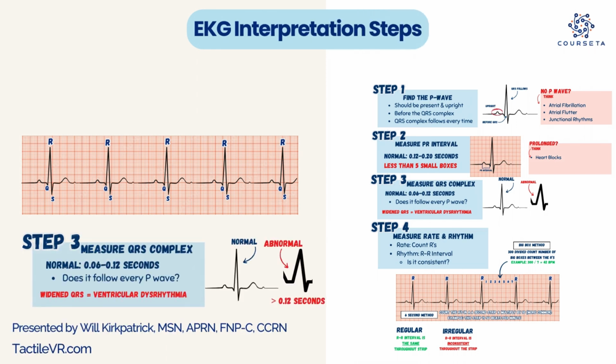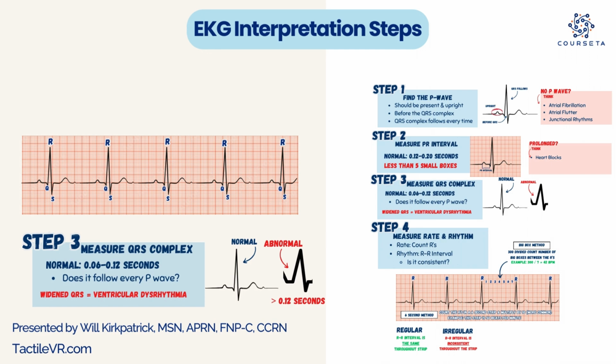Let's measure the QRS complex. Once again, with the QRS complex, we want to measure and make sure it's not prolonged or greater than 0.12 seconds, or 3 small boxes. Now, if it's within that range, then we are good. Here's a good thing about this: if the QRS complex is widened, you can eliminate all of your other answer options and just strictly look at your ventricular arrhythmias, because if the QRS complex is widened, then you can assume that it's a ventricular arrhythmia.